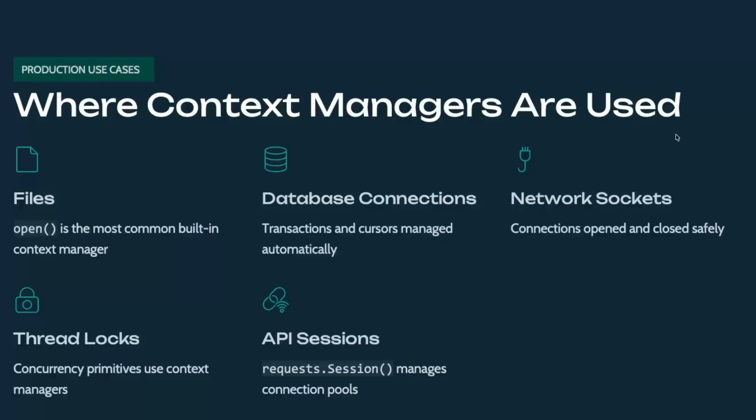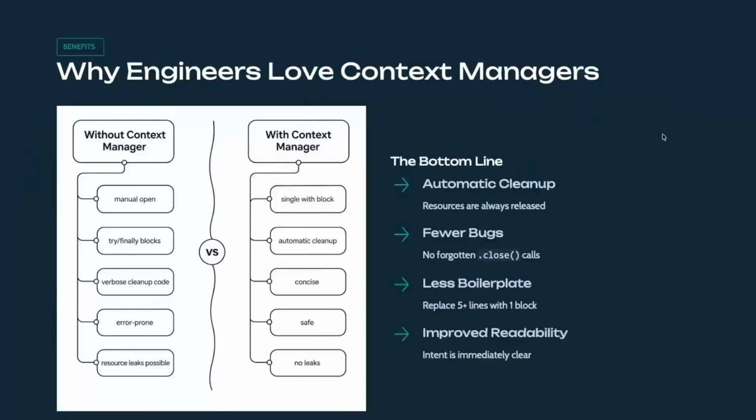Now, why do engineers love them? At the very first glance, context managers seem like a small feature, but they solve several major problems. First, automatic cleanup. There's no more forgotten close calls. The second problem they solve is fewer bugs. Resource leaks become much less likely. The third is less boilerplate. Five or six lines of cleanup logic become a single with block.